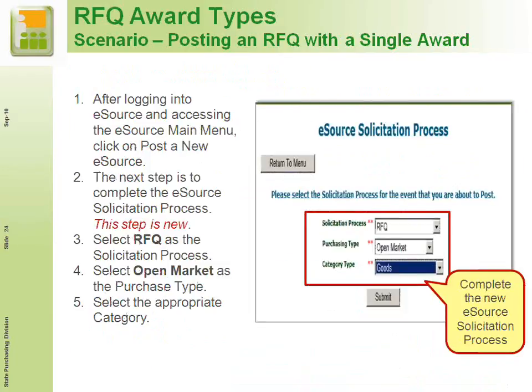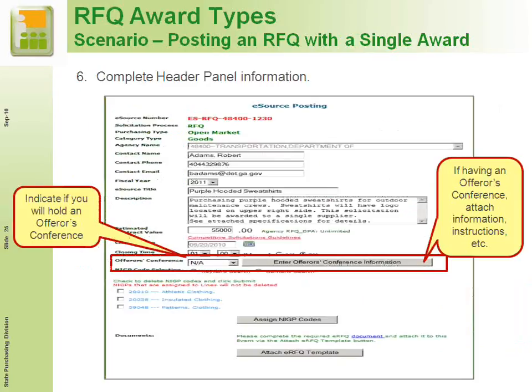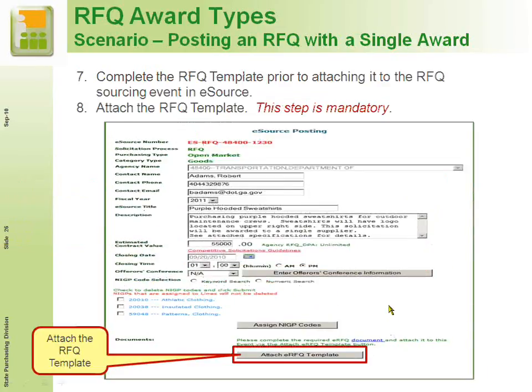Once you've made these selections, your screen will look as follows. This is the screen you're going to see. You choose Submit, and you're going to complete the header panel pretty much the same way you were completing it when you did eQuote. However, you do want to note that the offers conference information, you do fill in within the offers conference instructions, any information pertaining to that conference. You assign your NIGP code, and if you see at the last choice here, you have to attach your ERFQ template in order to submit this for notification. And it is a mandatory step.